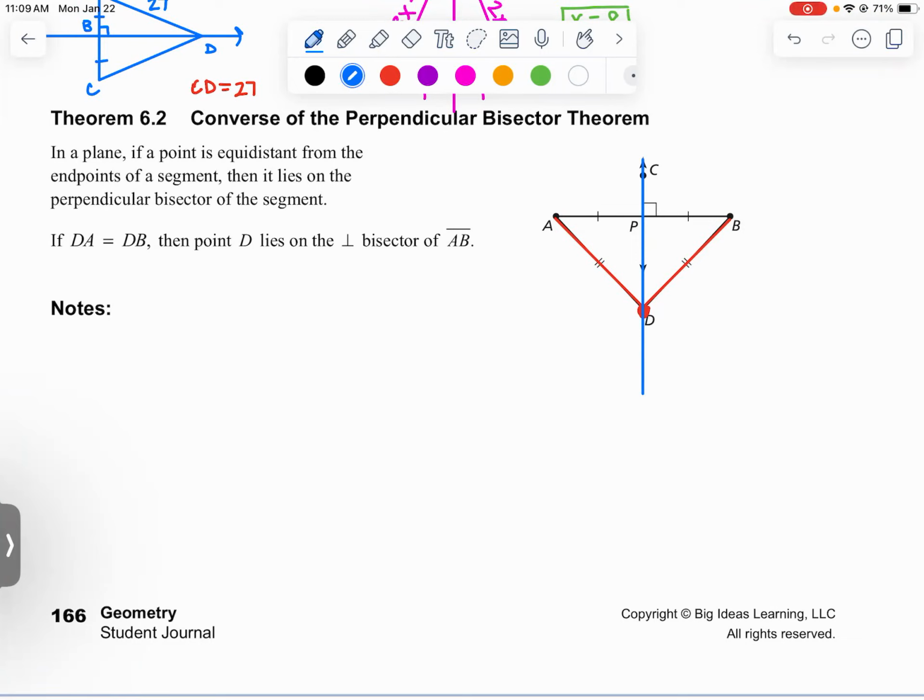Wait, but don't we have to know that this is from A to P and P to B? No, because they're equidistant. If they don't go out the same distance, they most likely won't be on it. So the whole point of the blue line is that it's a perpendicular bisector.